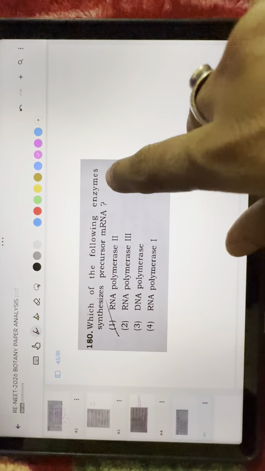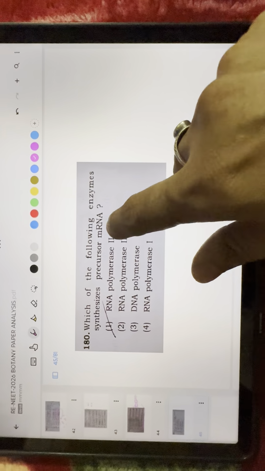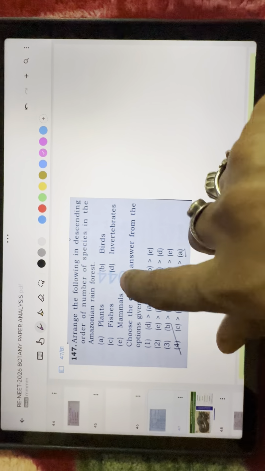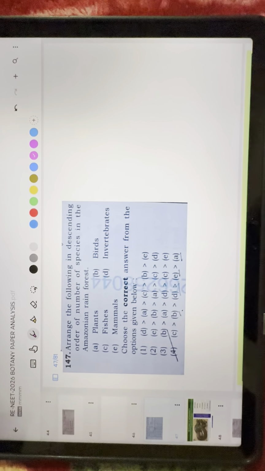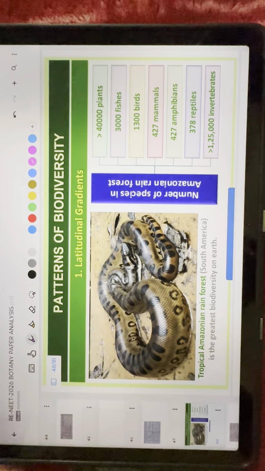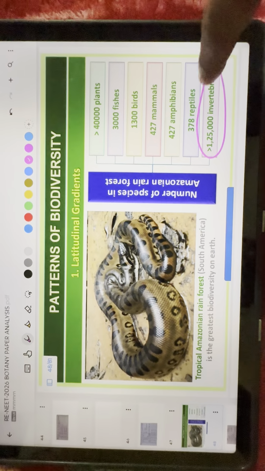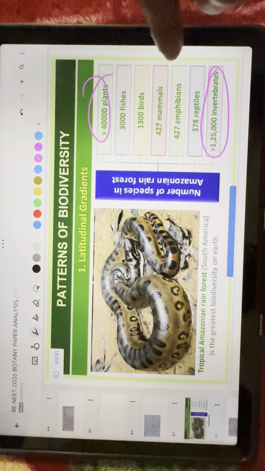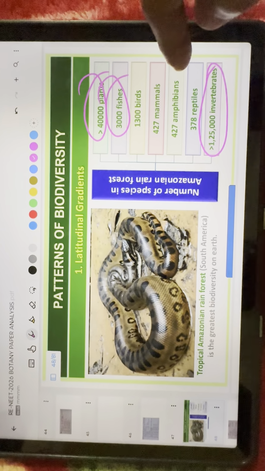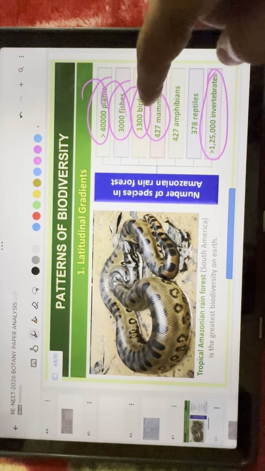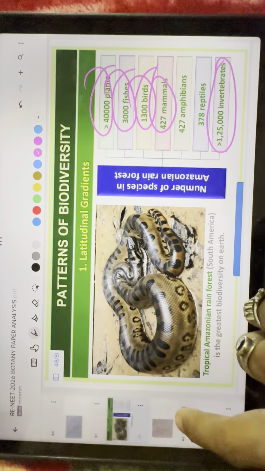Next, which of the following enzymes synthesizes a precursor of the mRNA? RNA polymerase II. It is the one. Next, arrange the following in the Amazon rainforest. The first one is invertebrates, then plants, then fishes, then birds, then mammals. You can go with that ascending order.